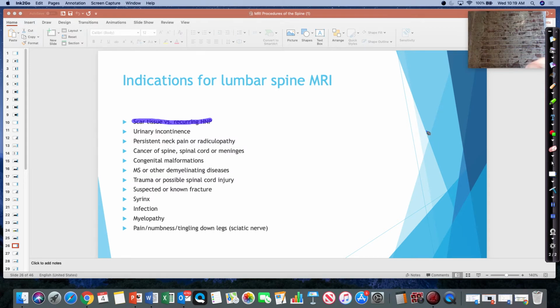Tumors and infection. Prior surgery, tumors, infection. And that surgery could mean that they've had metal implanted, or it could be as simple as, well, it's not a simple surgery, but a laminectomy where they just remove part of the spine to reduce some of the nerve impingement.